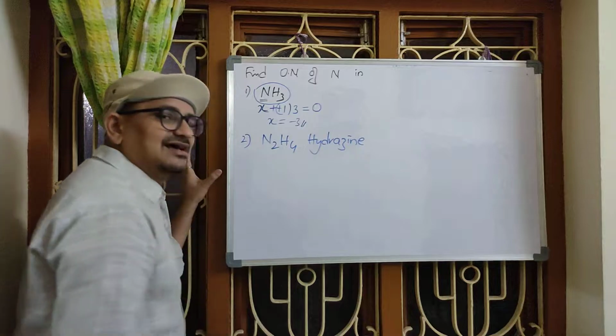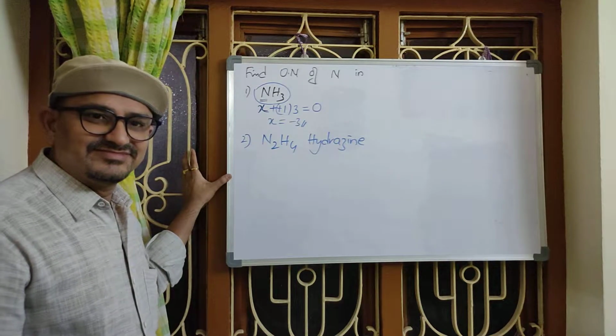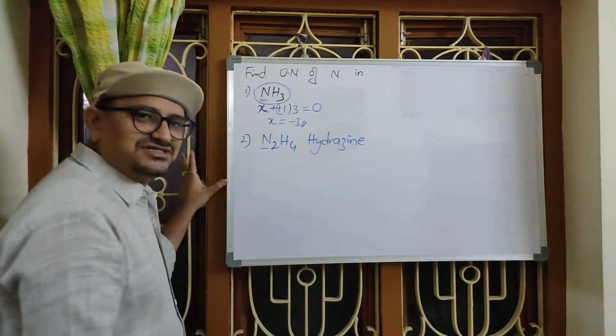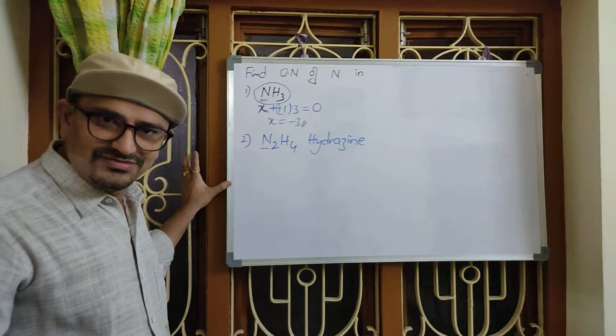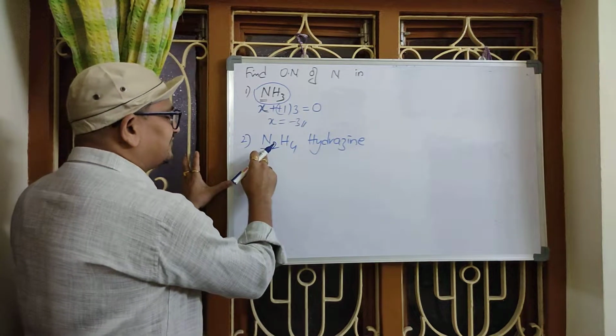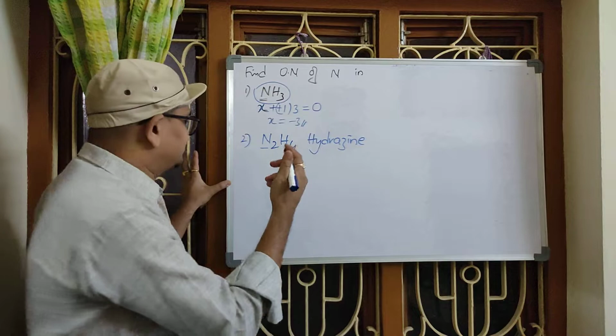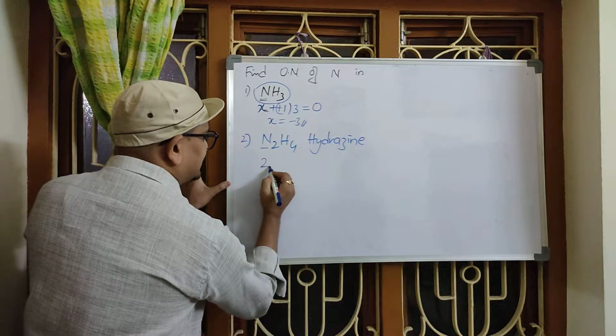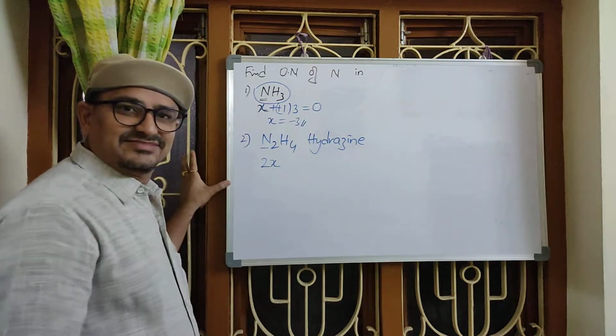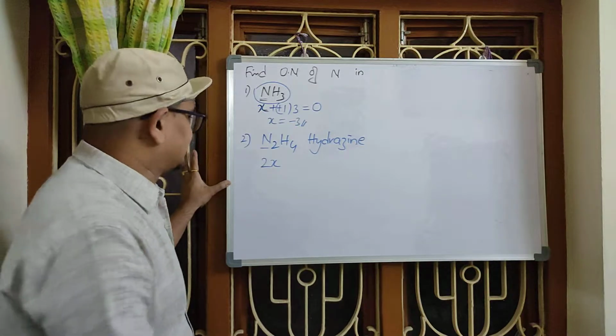What is this called? Hydrazine. Find the oxidation number of nitrogen. As we have to find that of nitrogen, take it as X. As 2 nitrogens are there, take 2X.